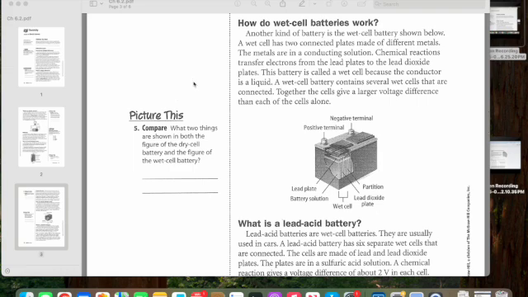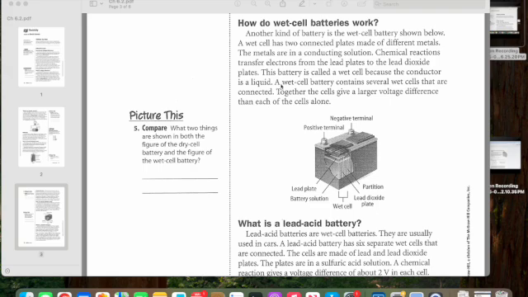Okay, how do wet cell batteries work? Another kind of battery is the wet cell battery shown below. A wet cell has two connected plates made of different metals. The metals are in a conducting solution. Chemical reactions, and this is what we want to highlight, these next two sentences. Chemical reactions transfer electrons from the lead plates to the lead dioxide plates. This battery is called a wet cell because the conductor is a liquid.